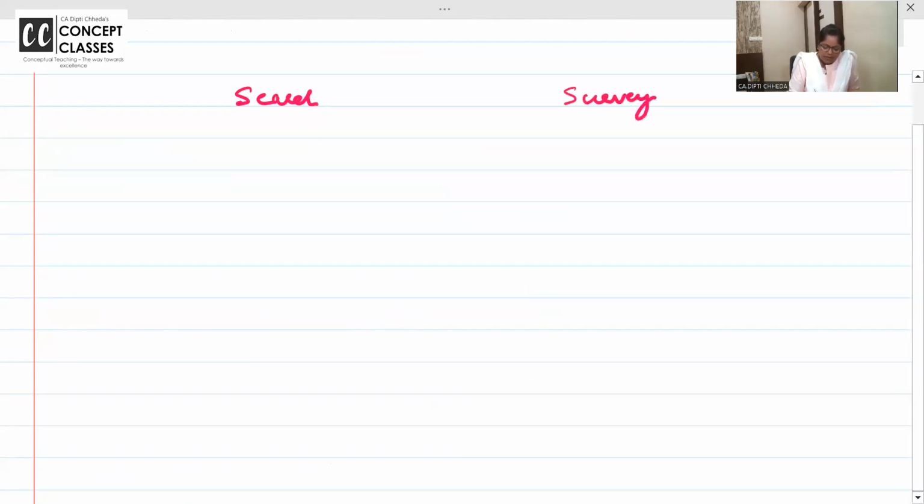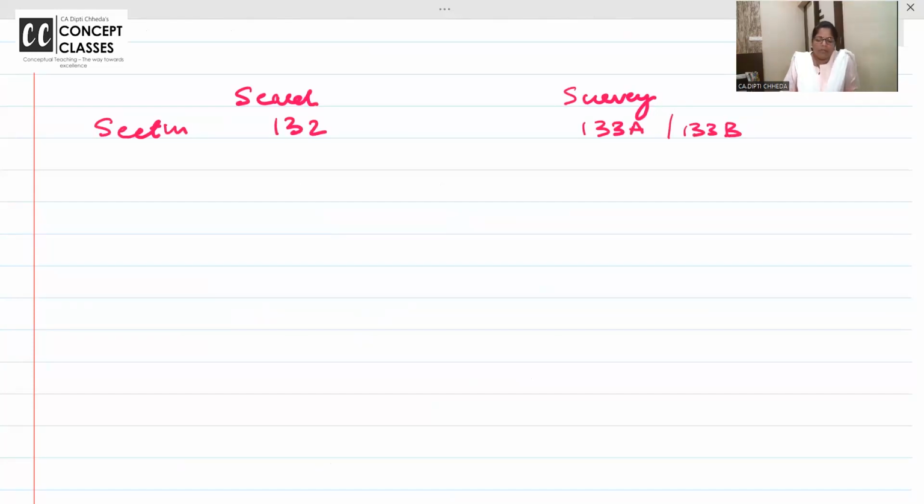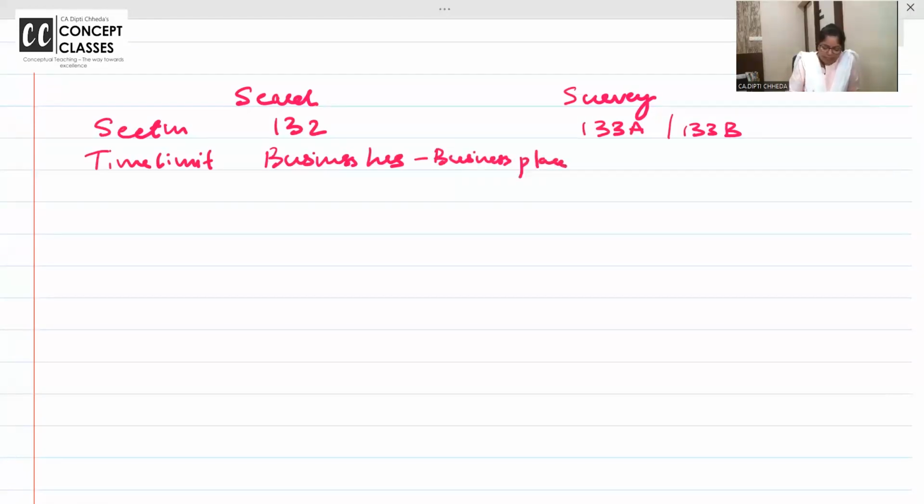Search का section क्या है? 132. सर्वे क्या है? 133A. और डोर टू डोर सर्वे क्या है? 133B. सर्च के लिए टाइम लिमिट है ना? बिजनेस आवर्स एंड बिजनेस आवर्स किसके लिए है? बिजनेस प्लेस के लिए. सनराइज टू सनसेट. अदर प्लेस के लिए.